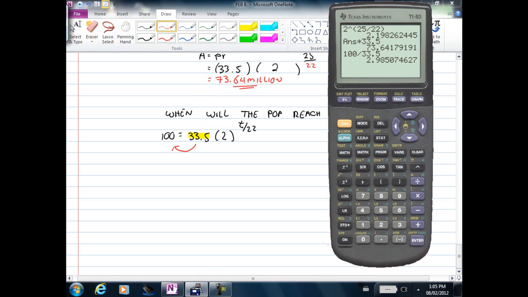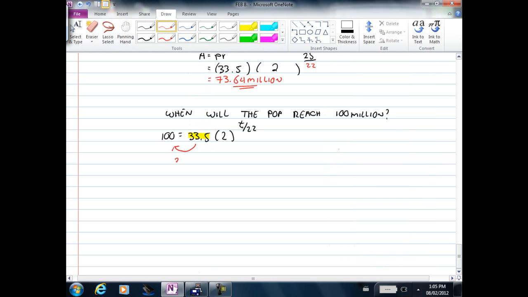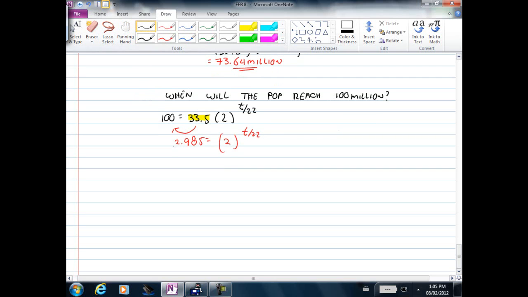2.985. So it'll be 2.985 equals 2 to the power of T over 22. Guys and gals, go ahead and log both sides right now, because really, this is all hidden rules. We're just practicing over and over again. Log 2.985 equals T over 22 log 2.